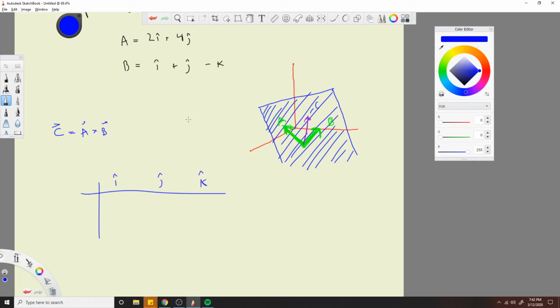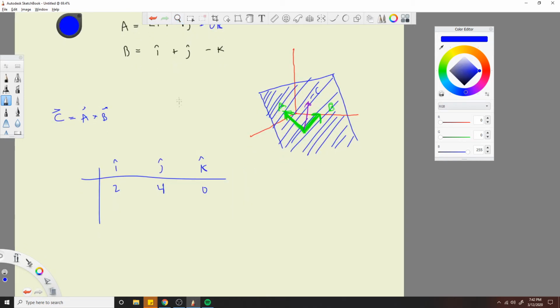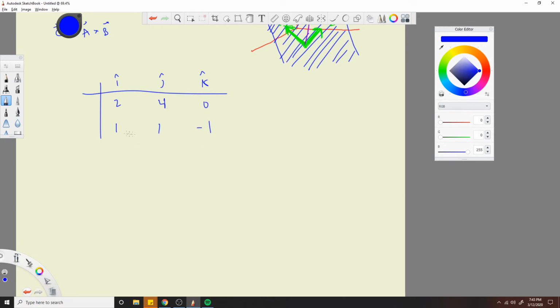And then what you want to do, this is just how I do it. There's a ton of ways to do cross products. So you take the coefficients of each vector. I'm going to put a 0k there. So the coefficient of the first one is 2, and for this A, this is 4, and that's 0. Okay? You're going to do the same thing with B. That's a 1 in front of that i, that's a 1 in front of that j, negative 1 in front of the k.